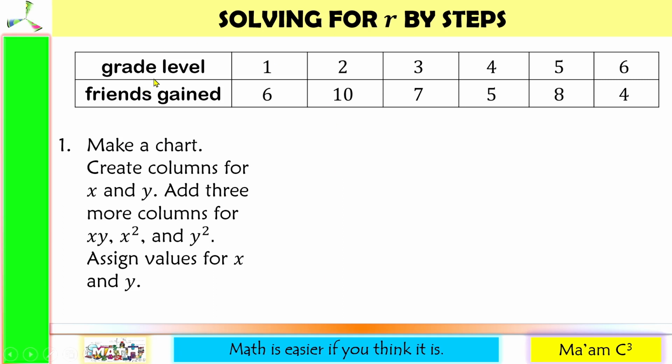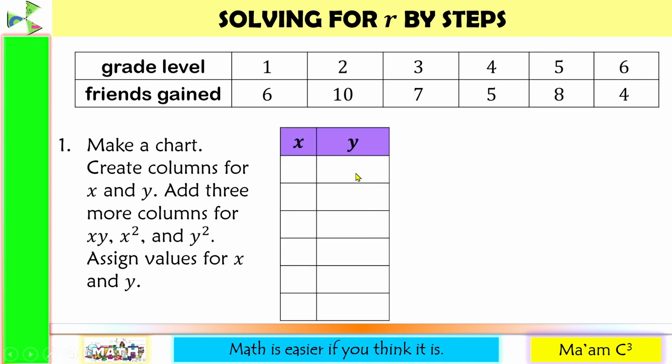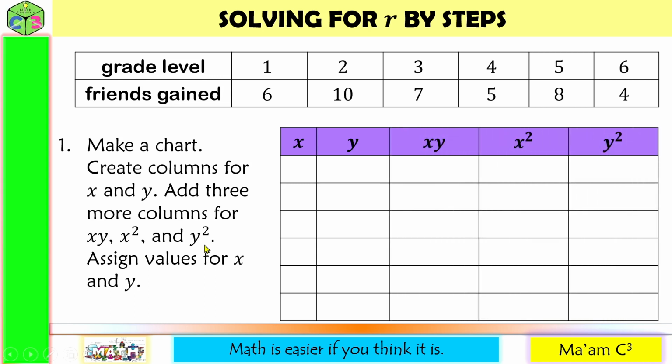So here we have the grade level from 1 to 6 and the number of friends gained. Step 1, make a chart. Create columns for X and Y. So let us do that. Columns for X and Y. Add 3 more columns for xy, x squared, and y squared.